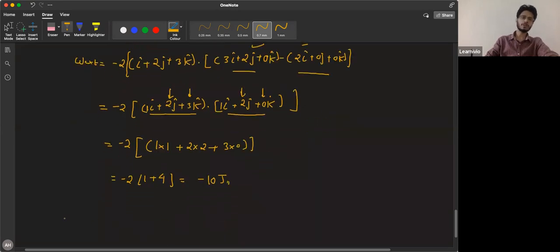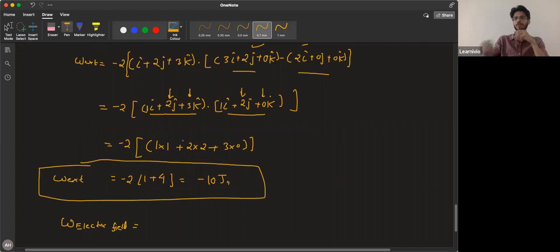Now, instead of external force, what if I ask you to calculate work done by the electric field? What will be the work done by electric field? This is work done by external force, W external. If I ask you to calculate work done by electric field, how will you calculate it?